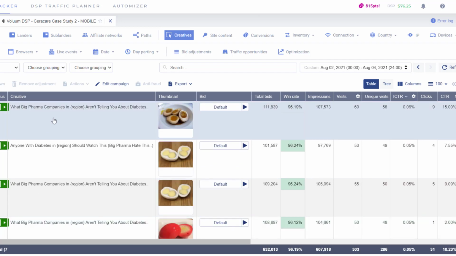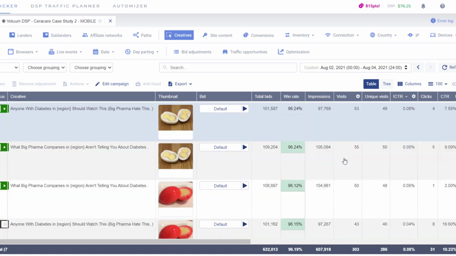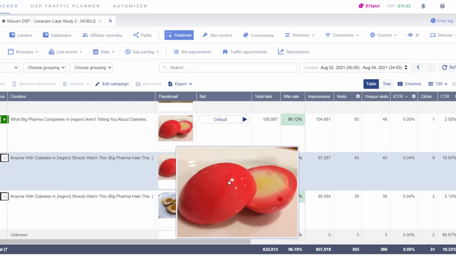So the top 4 ICTR creatives had the same headline. So what big pharma companies in region aren't telling you about. So then I could even take this same exact headline and test out more images with it to try to improve on this ICTR.